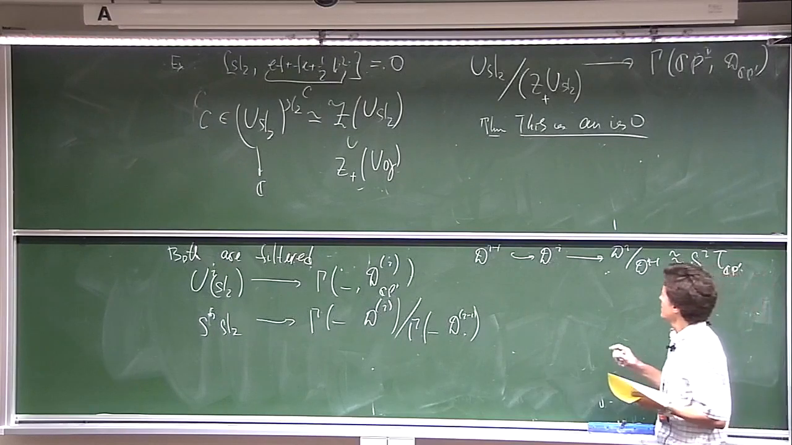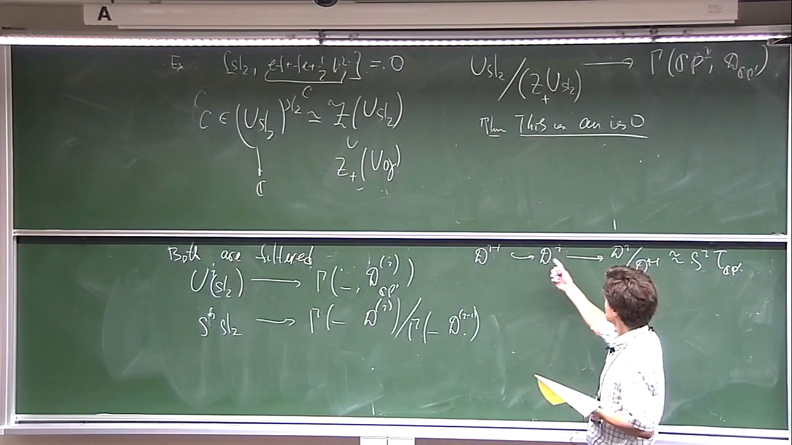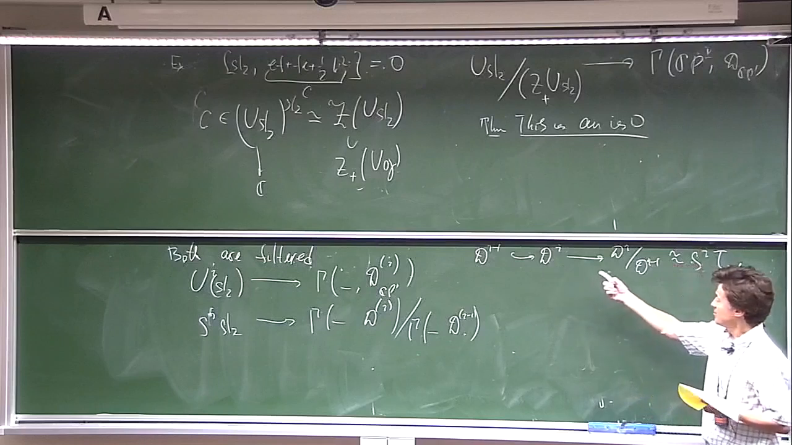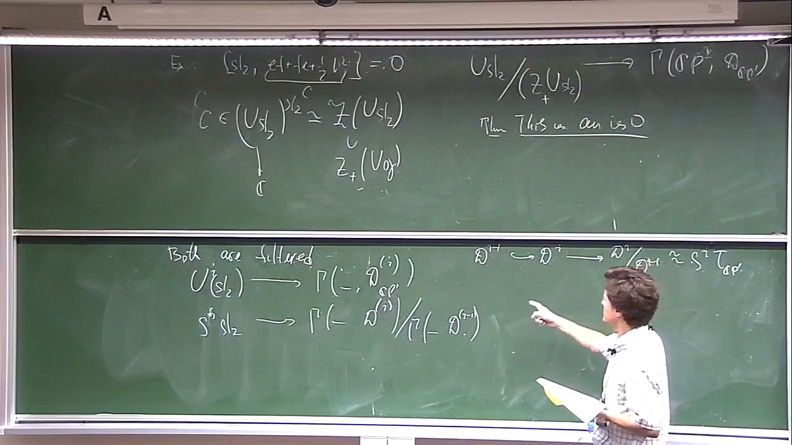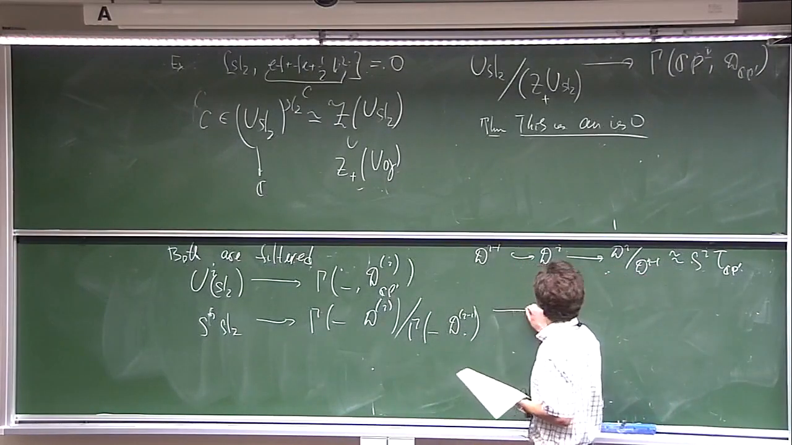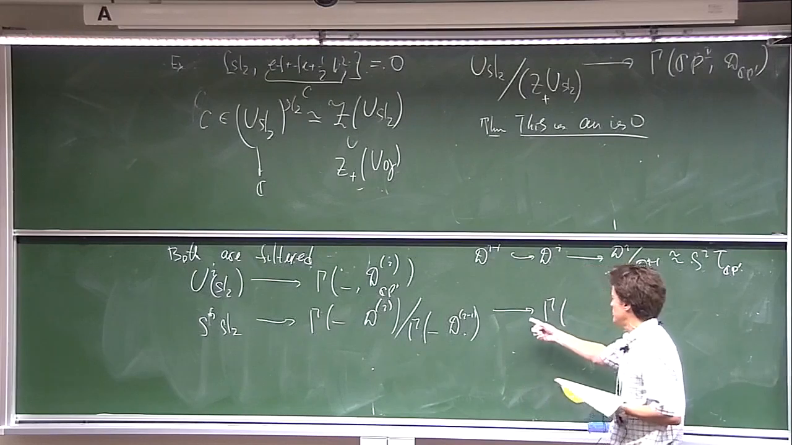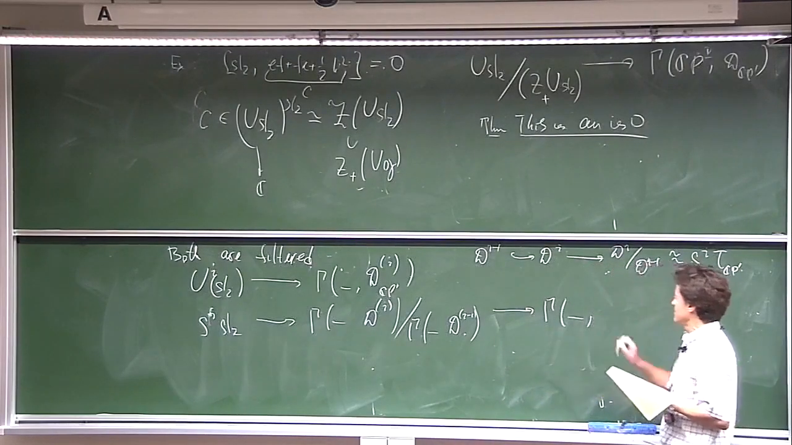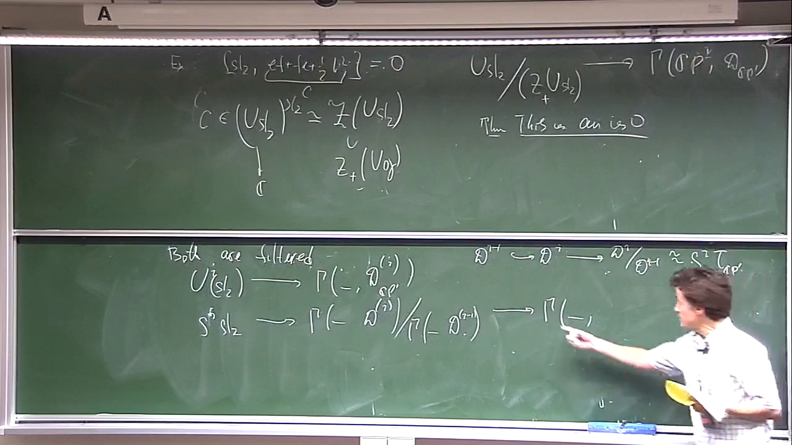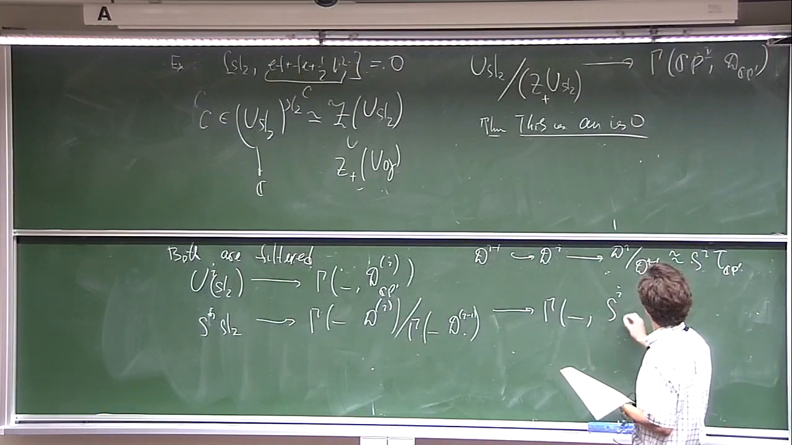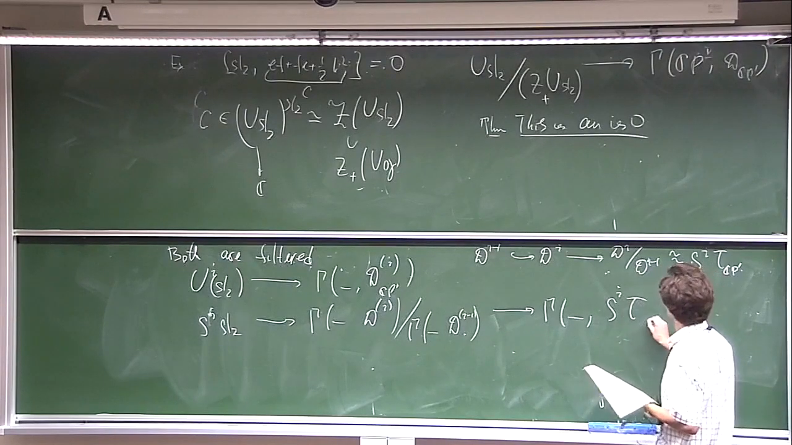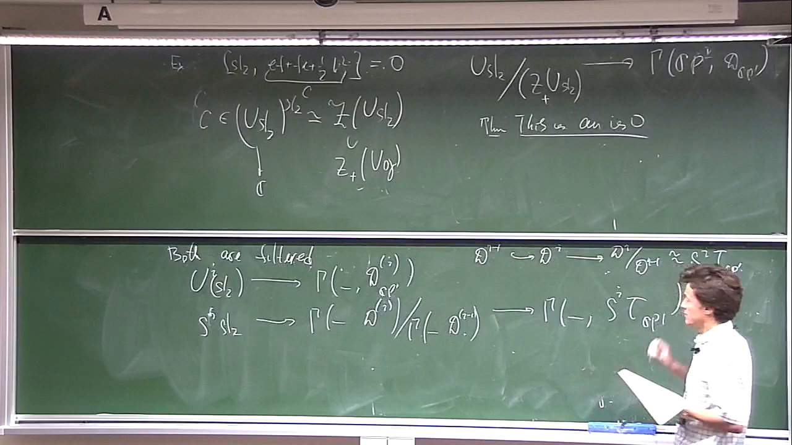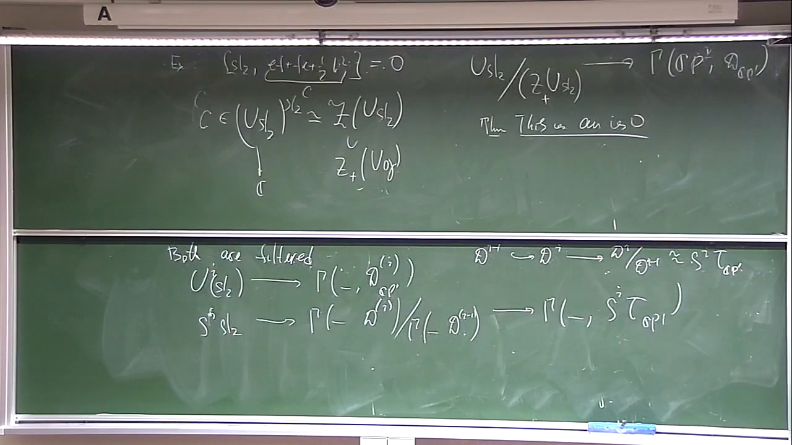So if you apply the functor of global sections, you will see that this maps, not onto, since homological algebra starts, but there is a map like this. So we have this composite map. Agreed?